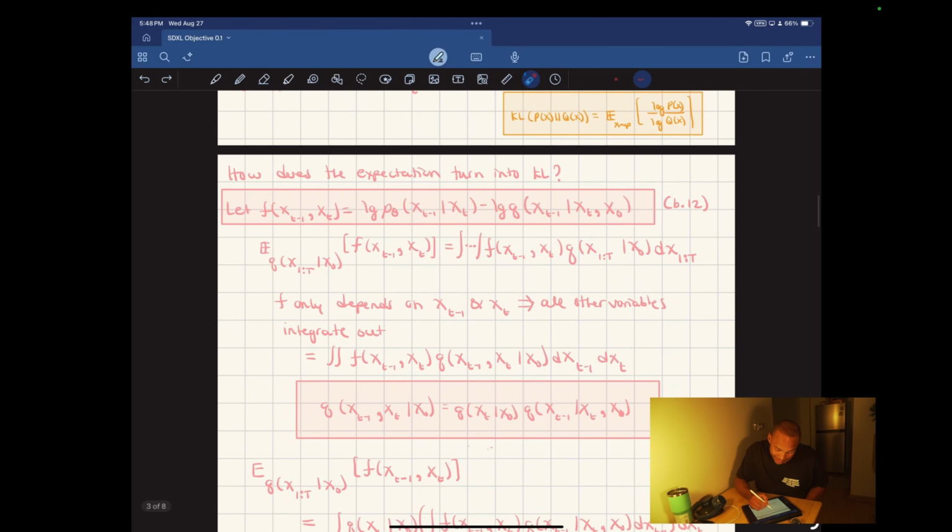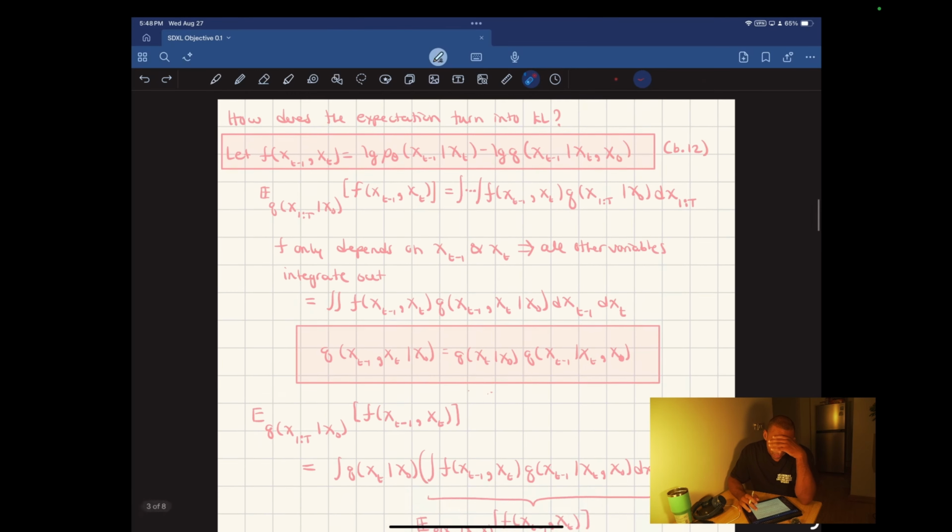Now we know expectations are integrals, right? It's an integral weighted by this distribution. So we bring this here, and then we do dx_1 to T, this forward process. It's an integral for each variable x_1 to x sub capital T, okay?